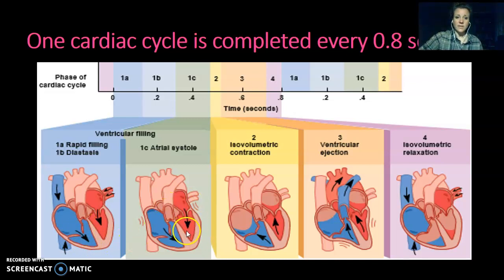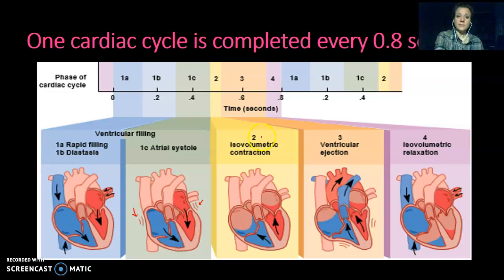Then we have our next phase, which is atrial systole. And so you may notice that this blue box and the green box, they're under the similar heading of ventricular filling, because this is all what's happening in order to get these ventricles to fill to their maximum capacity before they contract and they eject that blood out of the chamber. And so in our green box here, we have atrial systole. So that means that the atria are contracting, and that's what these little lines here mean, contraction, contraction. And as they contract, they're going to force blood through our AV valves and into the ventricles.